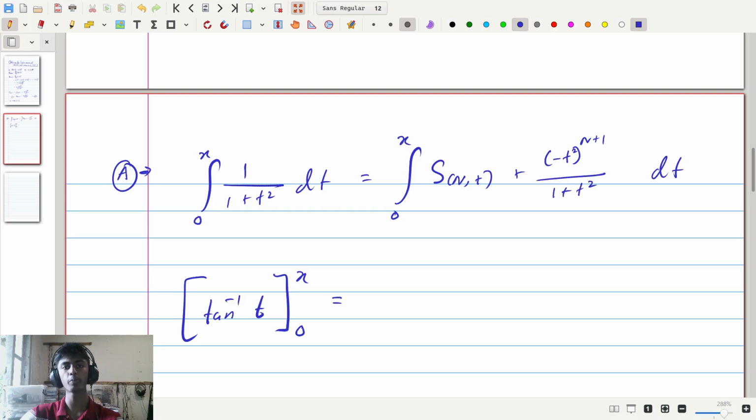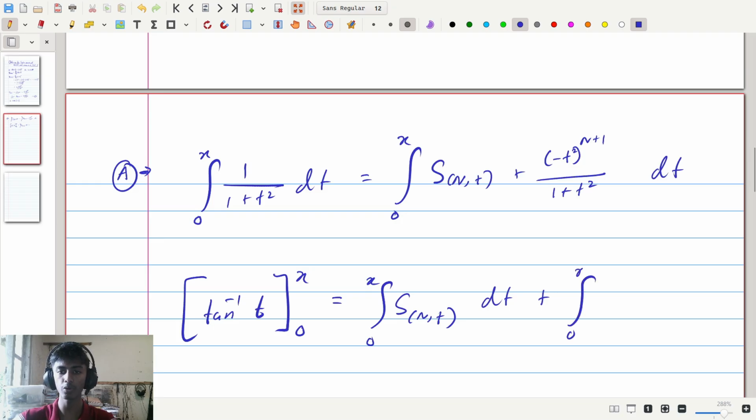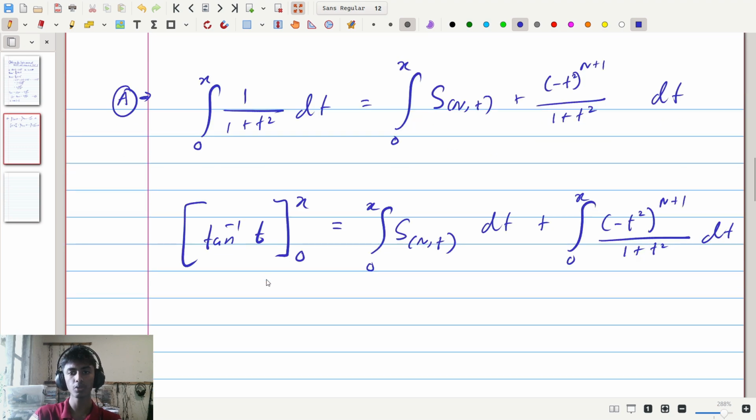And on the right side, I'm going to preserve the integral, but what I'm going to do is split this integral into two pieces because we have a sum of two terms here. I'm going to write this first part as the integral from 0 to x of S_n(t) dt plus the second integral, which is going to be from 0 to x of negative t squared to the power of n plus 1 divided by 1 plus t squared dt. What I'm going to do is call this integral I for now, and we're going to solve it later, but for now we'll just keep it as a symbol as integral I and solve it later.